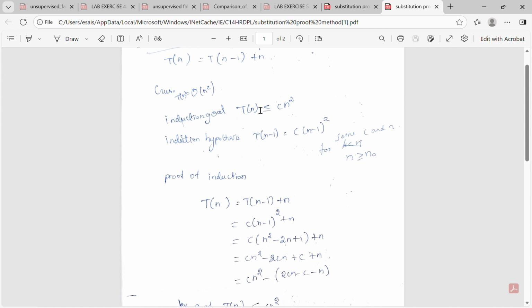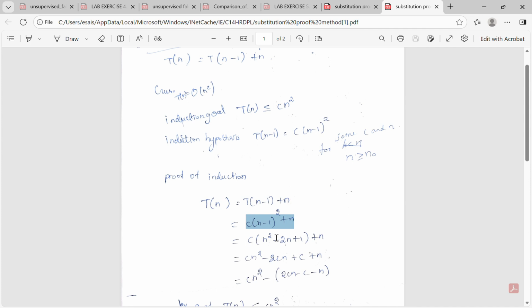Our induction goal is to prove T(n) is less than or equal to c n square. The induction hypothesis: in the problem we have T(n-1). If T(n) is c n square, then T(n-1) is c times (n-1) the whole square. For the proof of induction, we expand T(n-1) as c(n-1) square and apply it in the problem. The formula (a-b) square is a square minus 2ab plus b square, so here we get n square minus 2n plus 1.